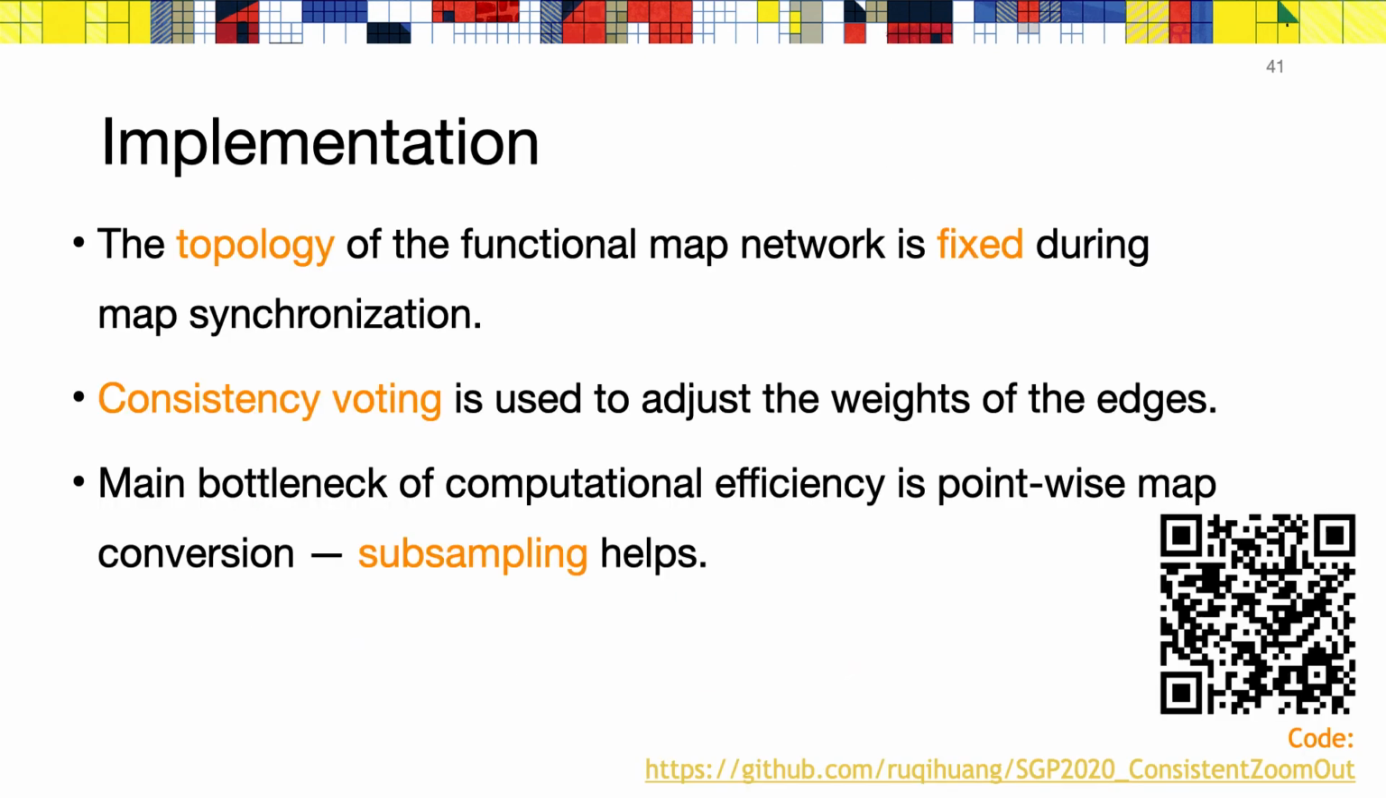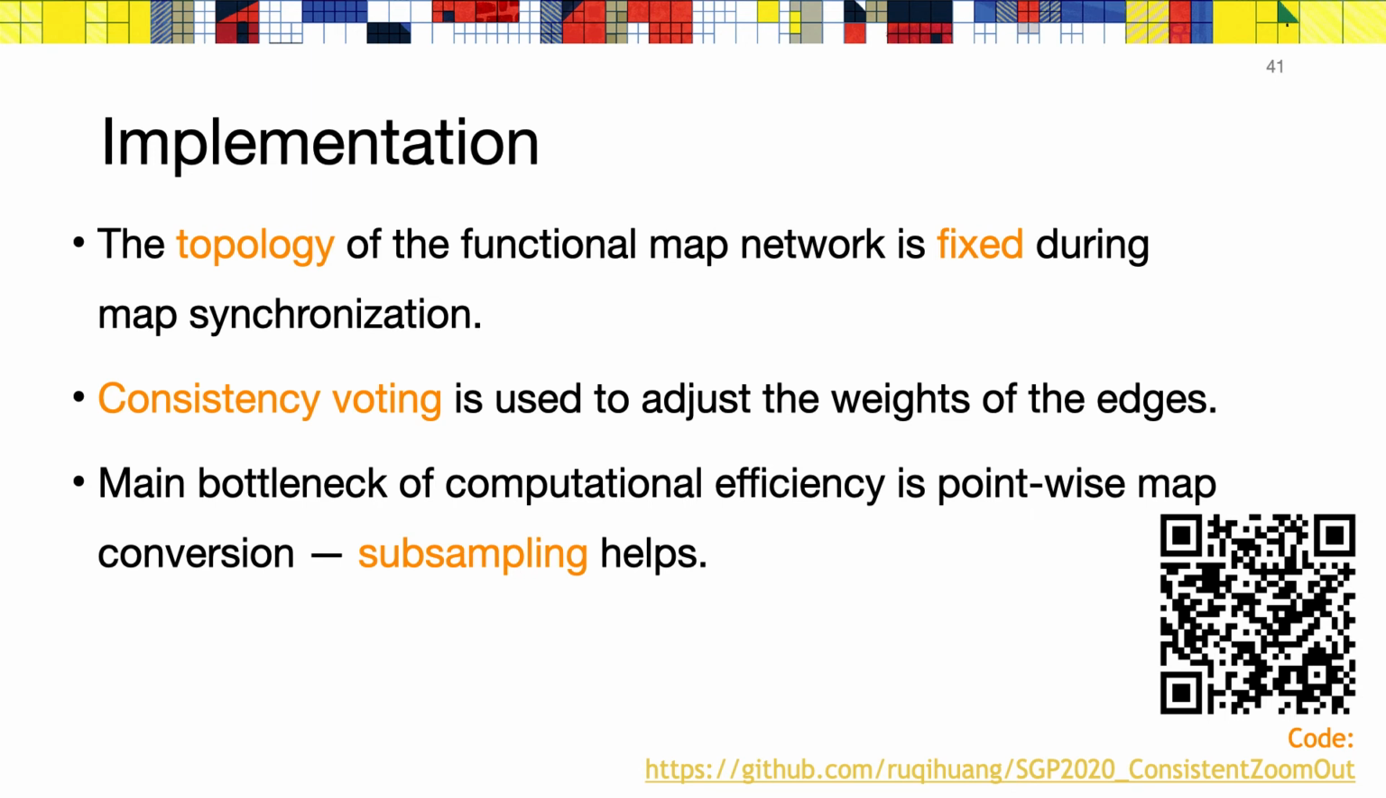So here are a few implementation details. First, for simplicity, in each iteration, we only update the maps existing in the initialization, so the topology of the map network G is unchanged. That being said, our method can always output the dense pairwise maps in the end if needed. Secondly, we incorporate the consistency voting scheme into our framework to dynamically adjust the weight of the maps at each iteration, and it helps improve the results.